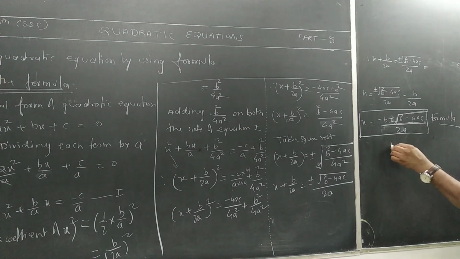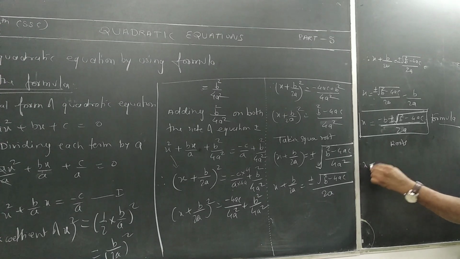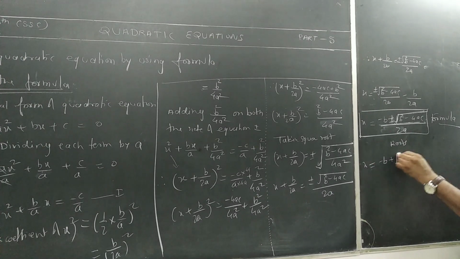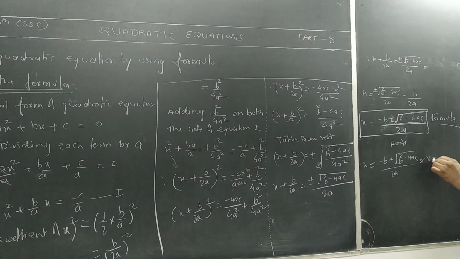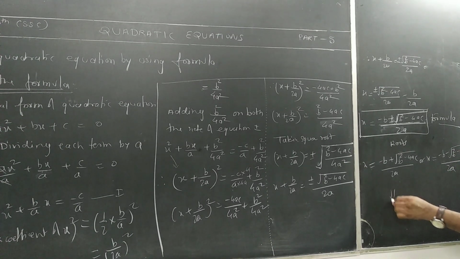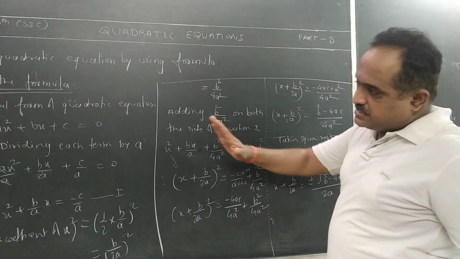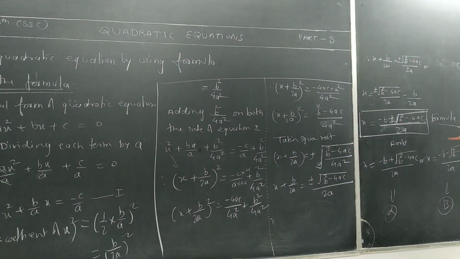We want the roots then. Roots will be x is equal to minus b plus root of b square minus 4ac upon 2a, or x is equal to minus b minus root of b square minus 4ac upon 2a. Later we'll consider these as alpha and beta, but you are going to do that later on. See, once again, they are going to ask this, but you should know how we have derived the formula.